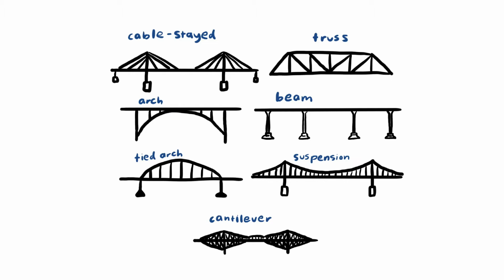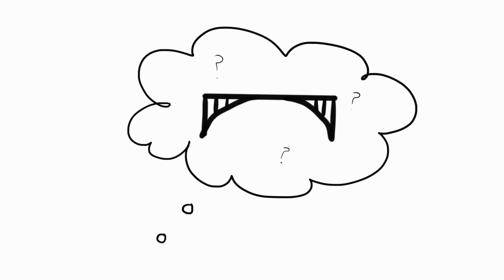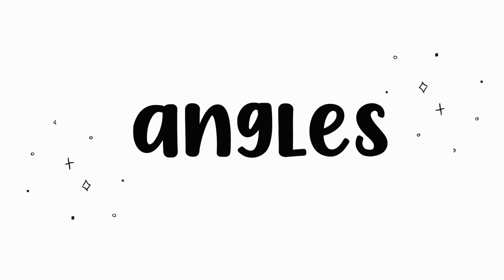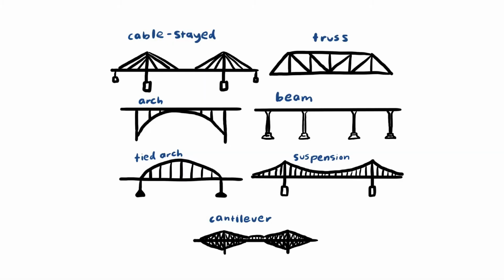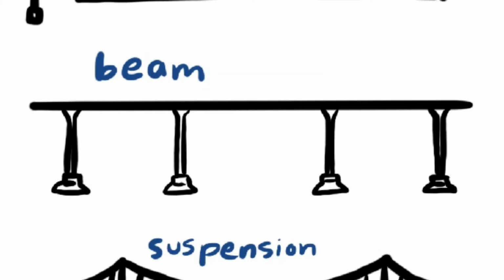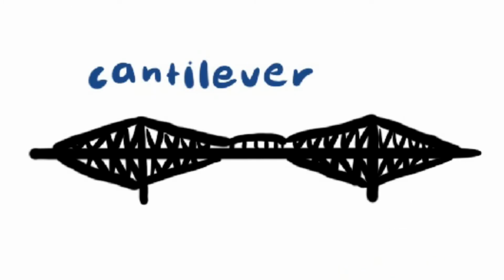Math is also used to help create buildings and structures such as bridges. Imagine that you are driving on a bridge and there are many cars around you. You may be wondering why the bridge is so strong and sturdy. In order to make sure that the bridge is safe and strong, an engineer had to measure the correct height, weight, and angles to keep the bridge standing. There are so many types of bridges: cable-stayed, truss, arc, beam, tied arch, suspension, and cantilever are some examples.